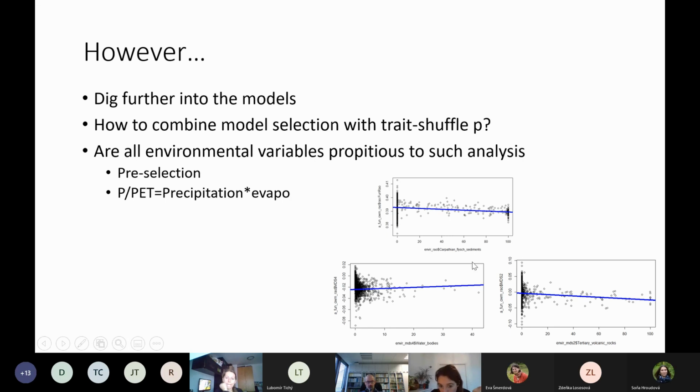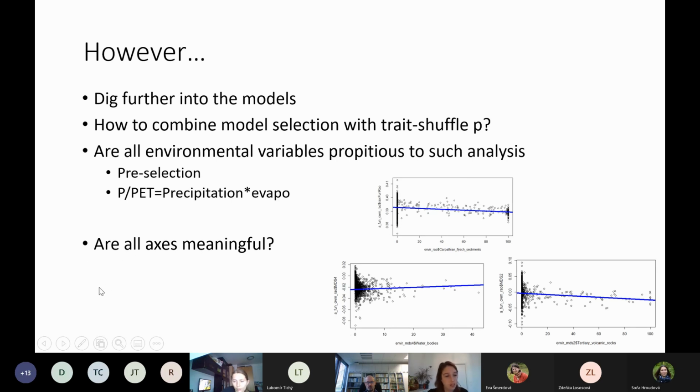Can I trust this relationship? Also here, and the water body is like maybe some transformation. Maybe I shouldn't select this environmental variable at all. Another thing that just came to me when I was preparing the presentation is that I have 3 environmental variables that are not independent. For example, this P divided by PET could be represented by intersection between precipitation and evapotranspiration.